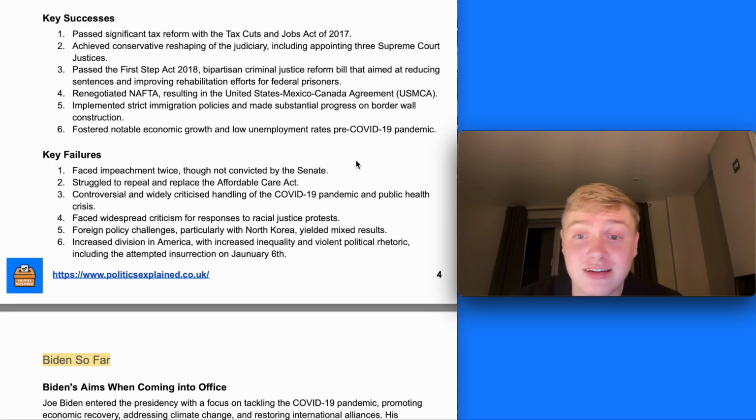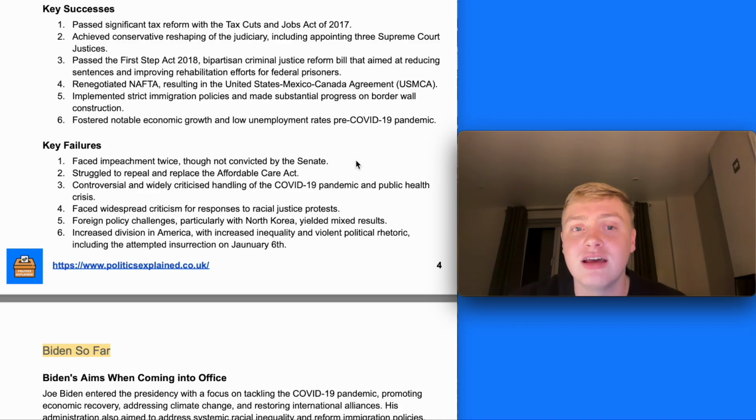He renegotiated NAFTA with the US-Mexico-Canada agreement, implemented strict immigration policies, and made substantial progress on border wall construction, and fostered notable economic growth and low unemployment rates pre-COVID-19.